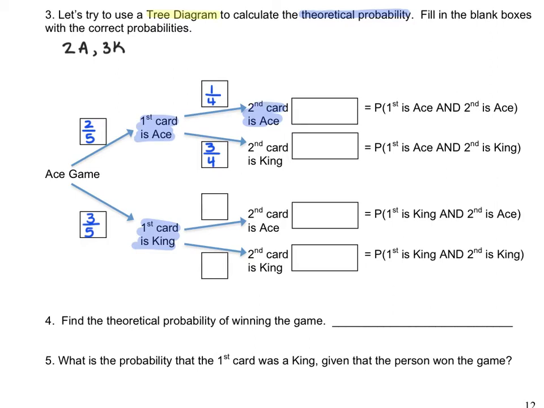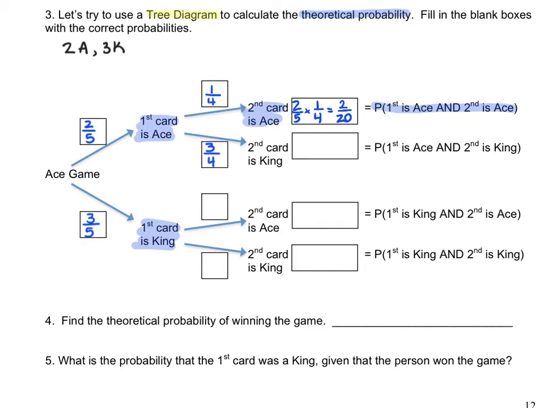Now, when we come all the way out here to see what is the probability that the first card is an ace and the second card is an ace, this is where we multiply. So the probability that the first card is an ace is 2/5, and we multiply that to the probability that the second card is an ace, which is 1/4, and we end up with 2 out of 20, which of course we know is 1/10.